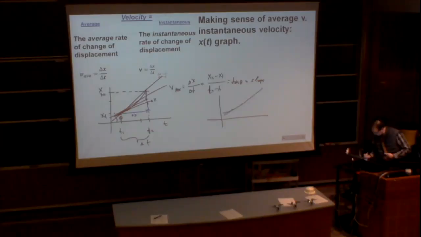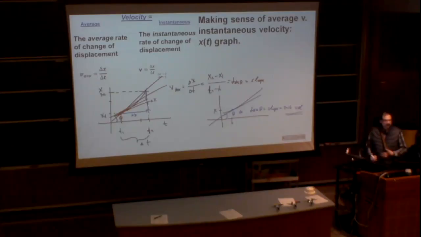And how do we call this line? Tangent, or tangential. And of course, the slope of this line will be equal to the instantaneous velocity at this instant, at that location. That's how we always can get the value for instantaneous velocity.